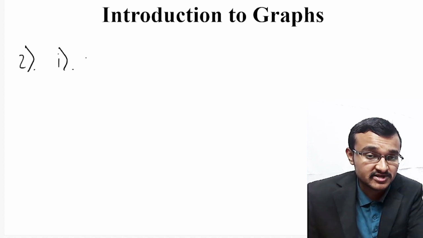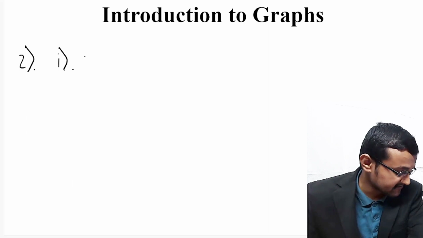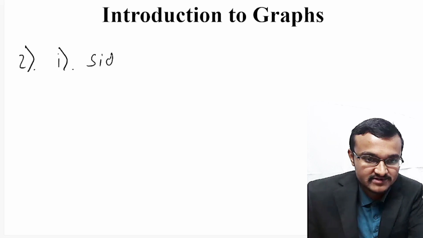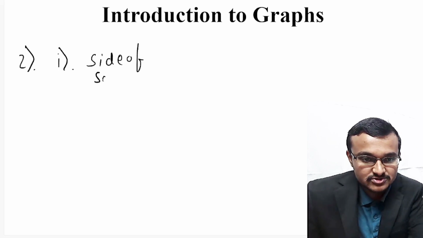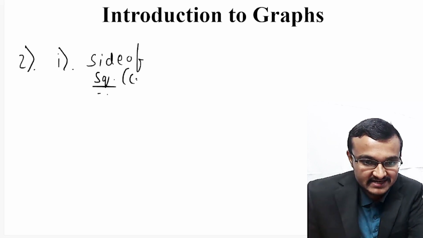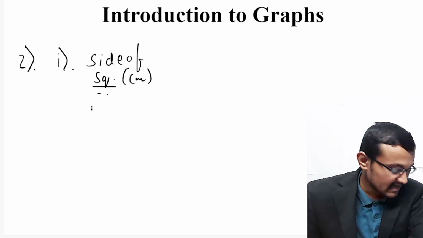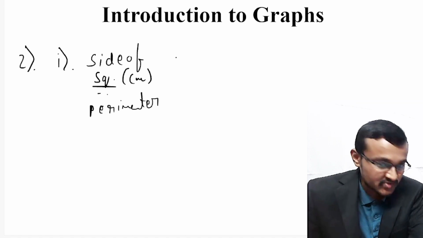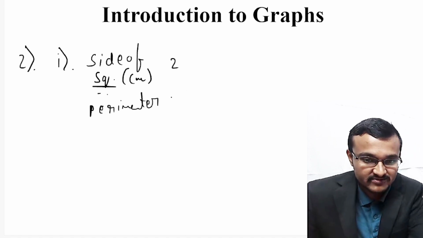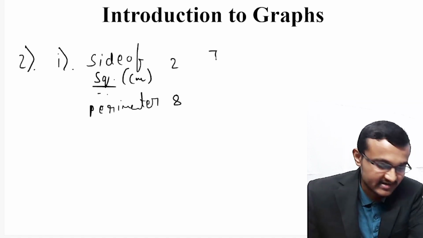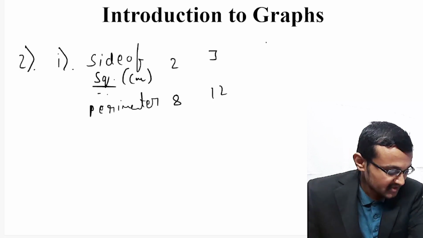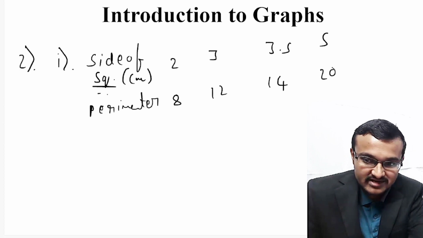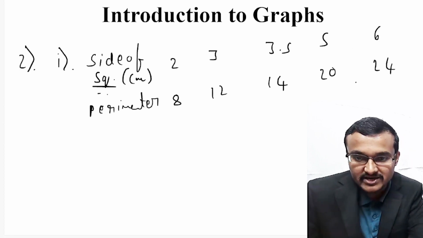Coming to the second question in this exercise, they have given two questions. In the first question, they have given the side of a square in centimeters. This is one variable, and perimeter is another variable. When the side of the square is 2 centimeters, the perimeter is 8 centimeters. When it is 3, the perimeter is 12. When it is 3.5, the perimeter is 14. When it is 5, the perimeter is 20. When it is 6, the perimeter is 24.